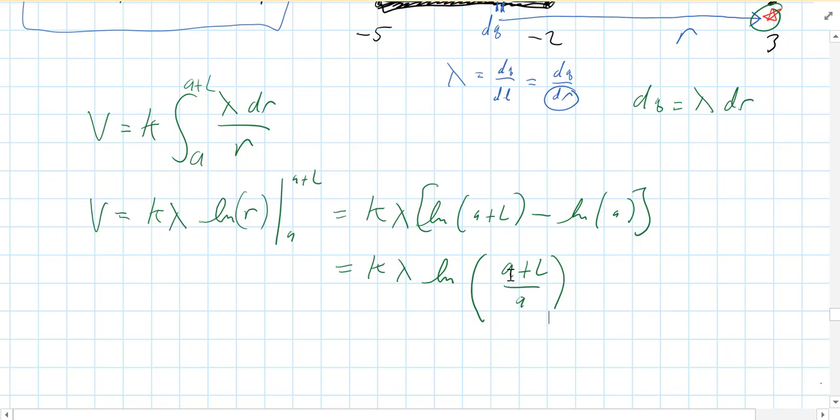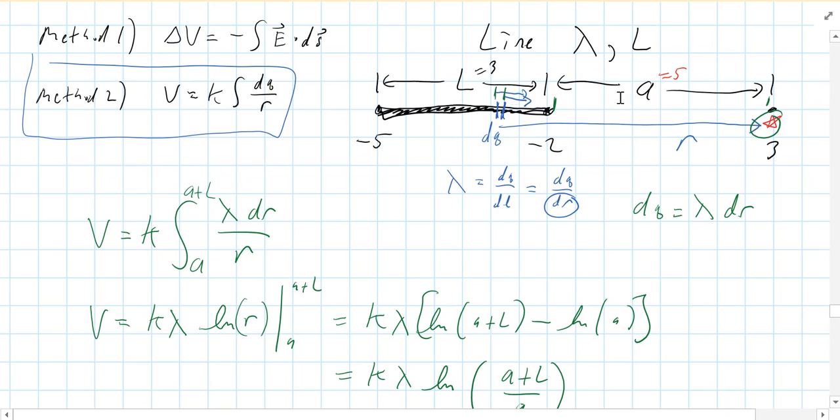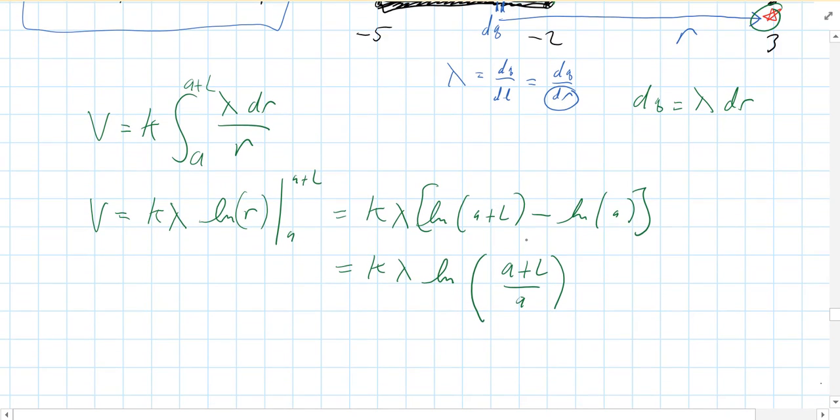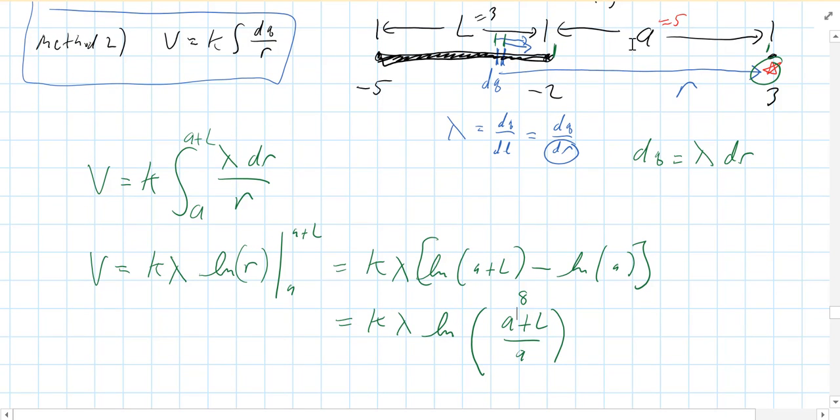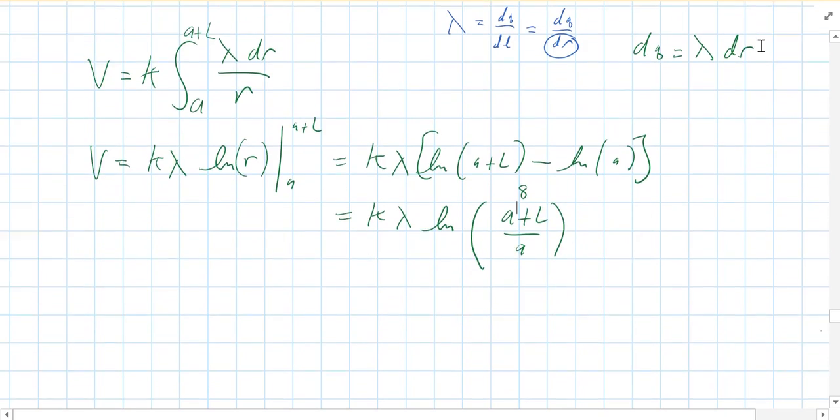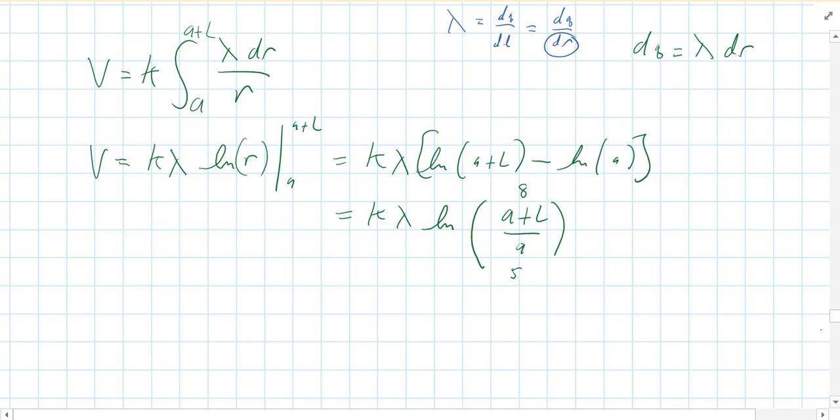In this problem, what's a plus l? Okay, that's just a distance. Well, a is 5 and l is 3, so the numerator here would be 8, and the denominator would be how far the beginning of the bar is from our point. Well, that would be 5. So it would be natural log of 8/5. Okay, keep that in mind for this next part I'm going to do.